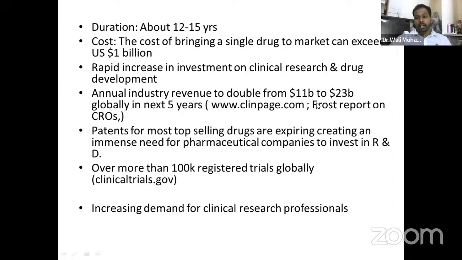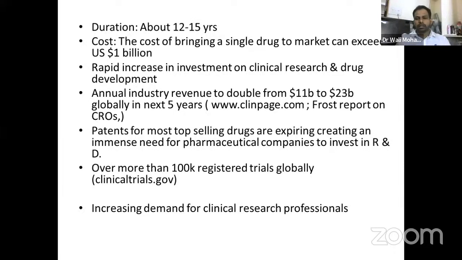So a dollar 11 billion, and we are expecting that in the next 5 years it is going to double or triple what we are expecting now. The patents of most of the top selling drugs are getting expired. This is again one of the reasons. A lot of antibiotics which are in the market, a lot of drugs, are now nearly expiring.